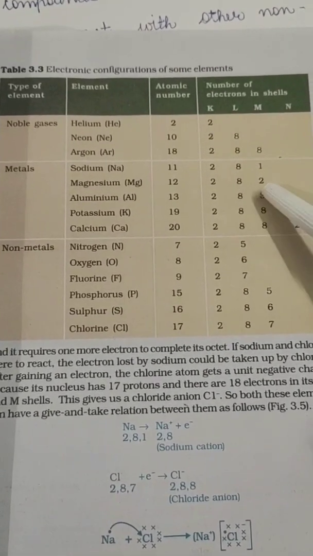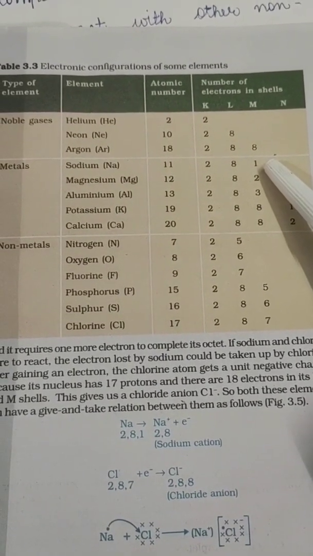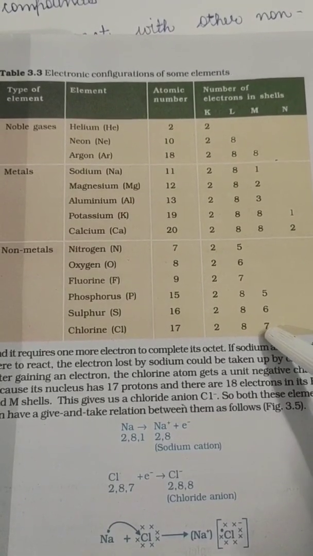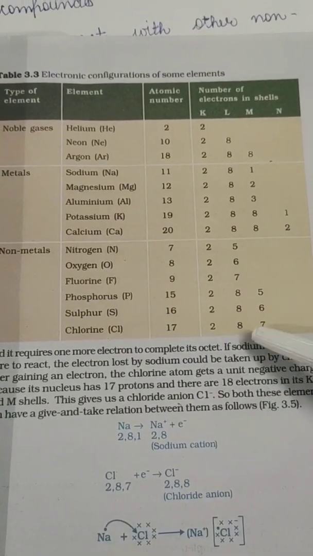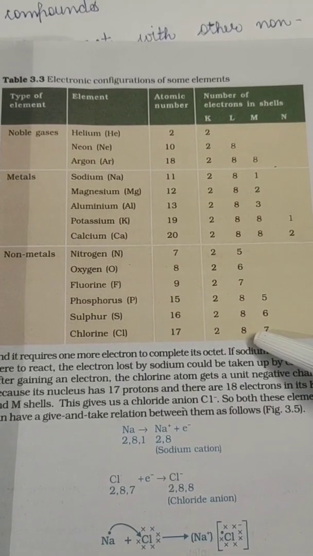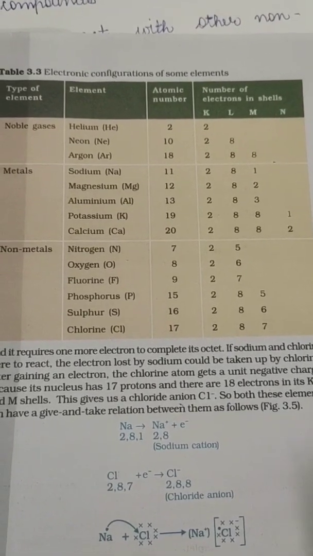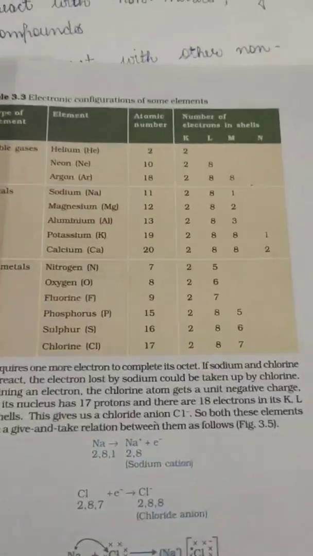Now metal, here we can see that sodium has 1 electron extra, and here chlorine has 1 electron less. So sodium will give 1 electron to chlorine. That means there will be transfer of electrons. So when there is transfer of electrons, it is called an ionic bond. This we are going to study in this chapter.